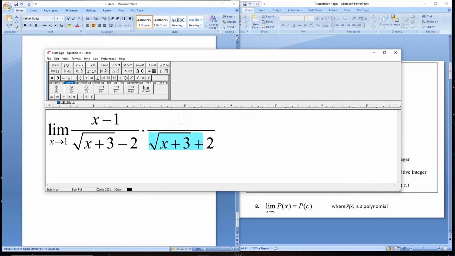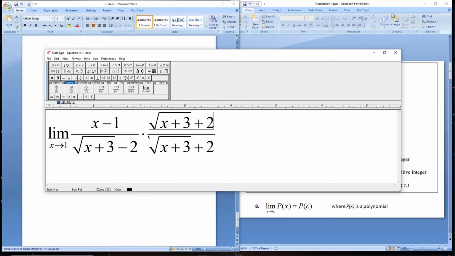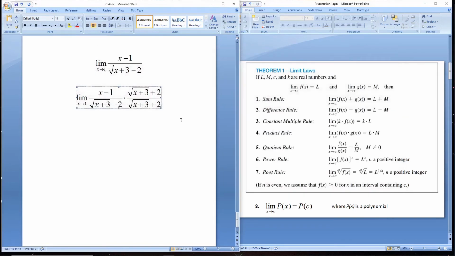And to make sure we don't change the value of the function, we're going to have to multiply this by 1. So anything divided by itself is 1. So the whole thing in blue here is 1, which won't affect the function output. So we're multiplying by the conjugate.